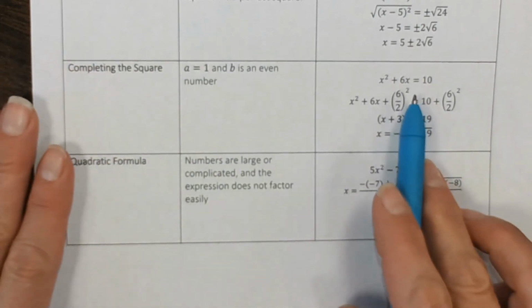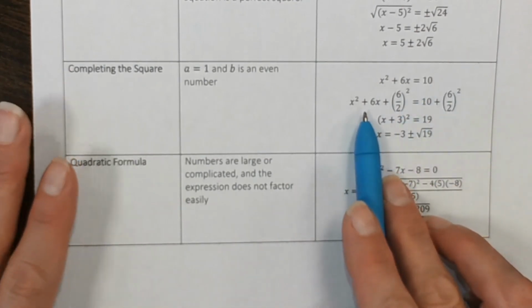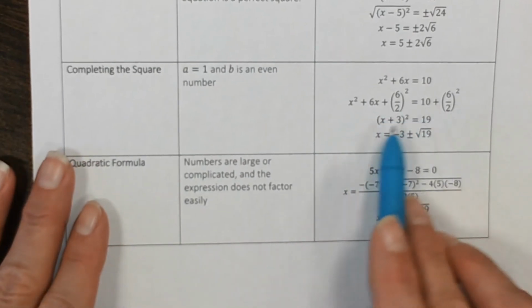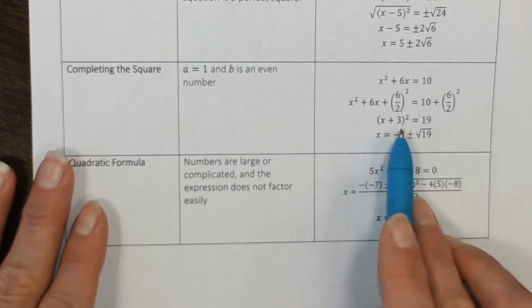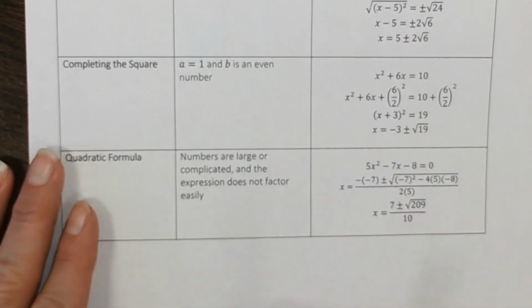But again, we notice that we just keep our constant term over. We take half of that middle term, we square it and add it to both sides. And then we know that that gets us that binomial squared. And then we just simplify it like it's a square root problem.